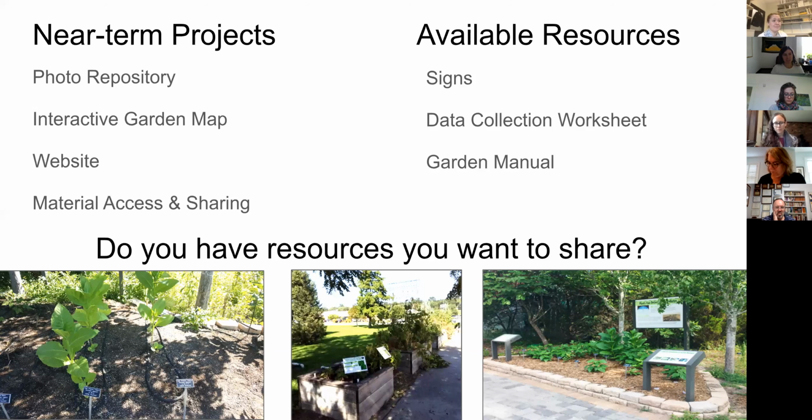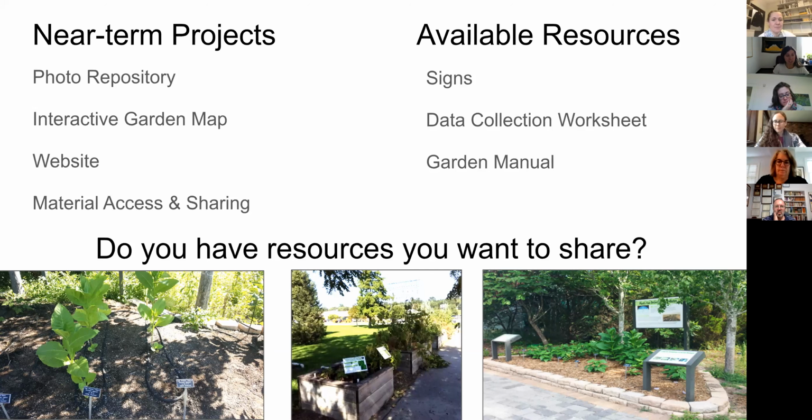As I mentioned, we'd also like to make an interactive garden map. I envision each garden having a point on the map, and then maybe a photo associated with that garden, and maybe a contact person for that garden in case somebody wants to get in touch. But again, this is work in progress and open to suggestions.